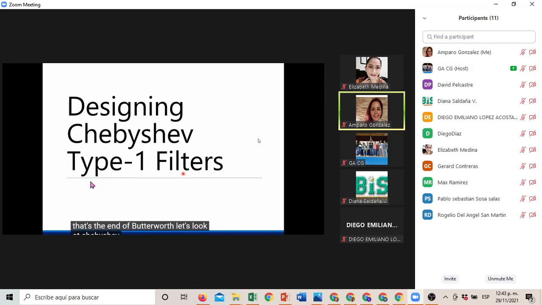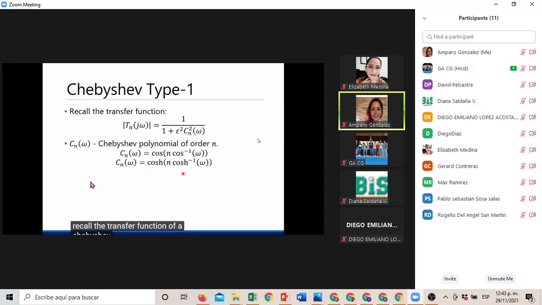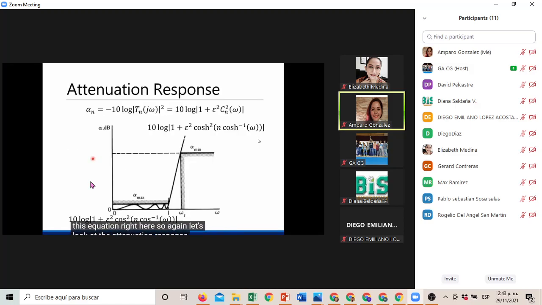Let's look at Chebyshev. Recall the transfer function of a Chebyshev type 1 filter. We have the magnitude is equal to 1 over this, and this Cn of omega is called the nth order Chebyshev polynomial, which is defined by this equation right here. So again, let's look at the attenuation response of your Chebyshev filter. So we have this, get the attenuation in dB, you have this equation, and substitute your Chebyshev polynomial, you have this equation. Again, epsilon right here pertains to the error factor. Okay?